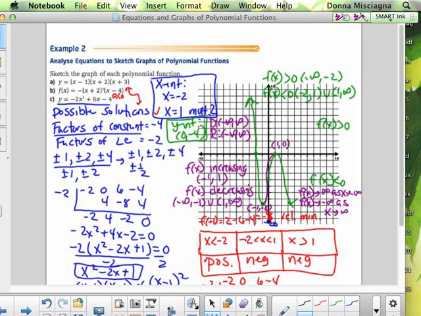All right, so as we look to the left, our graph is getting larger. As we look to the right, our graph is getting smaller.